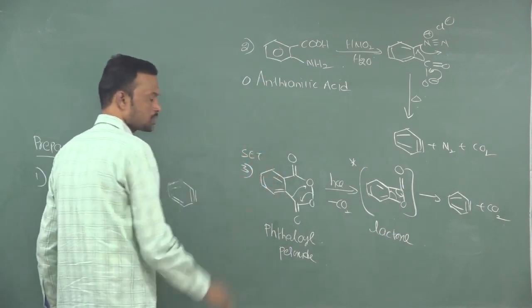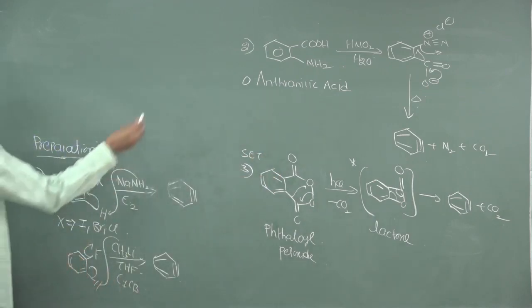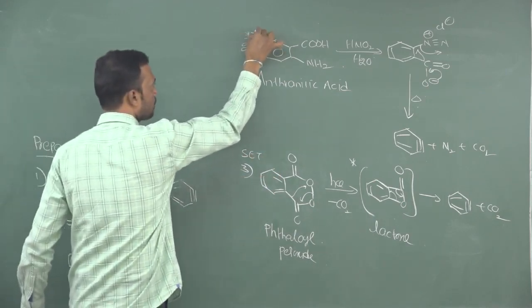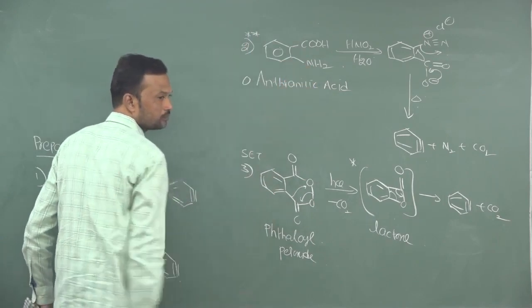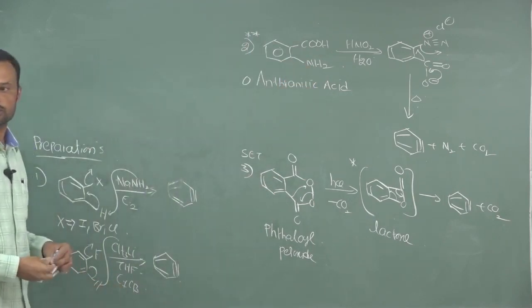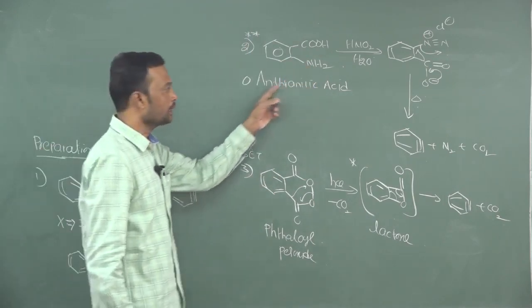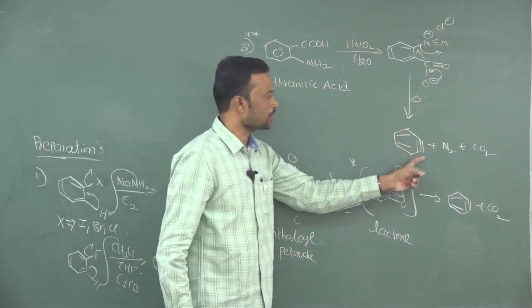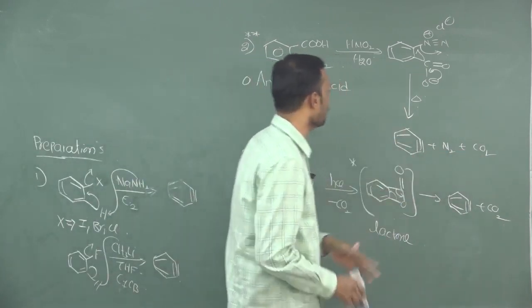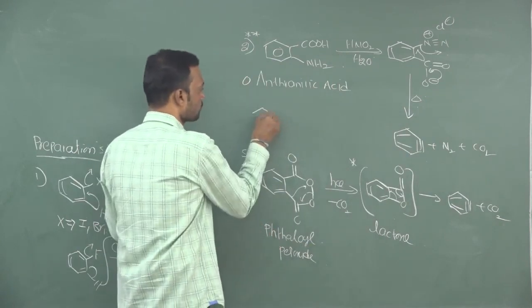In the SET exam this question is given. This is asked in many entrance exams, and many interconversions are helpful. Anthranilic acid on treatment with nitrous acid followed by heating will lead to the formation of benzene with loss of N2 and CO2. Like this you may expect interconversion.